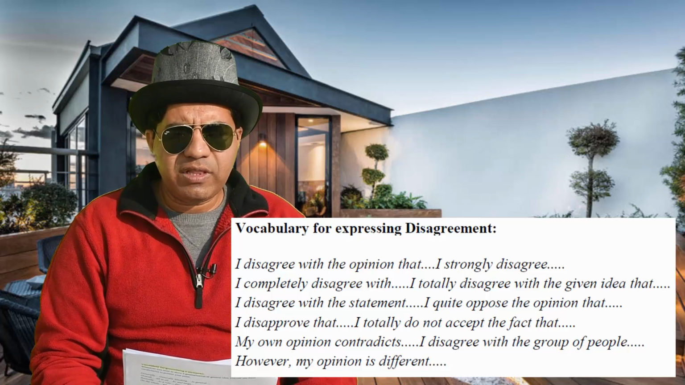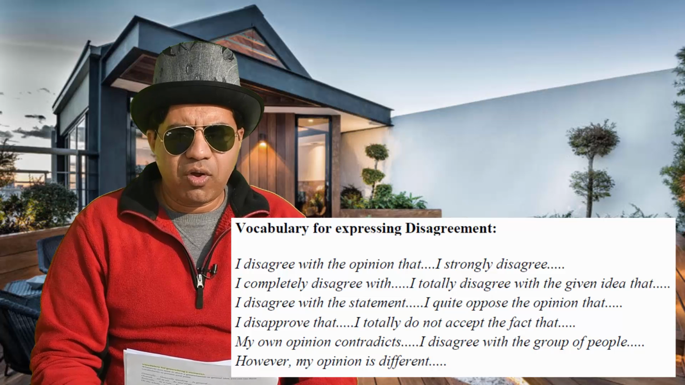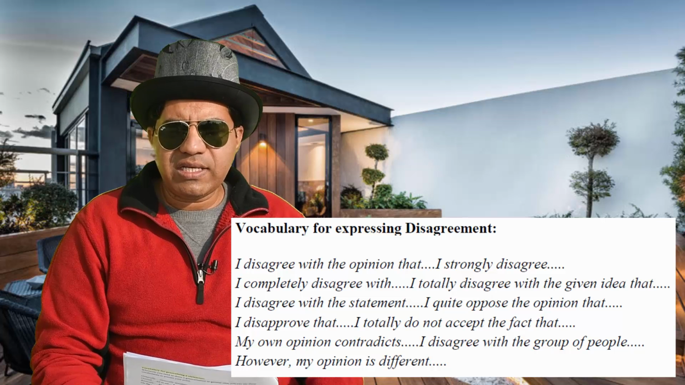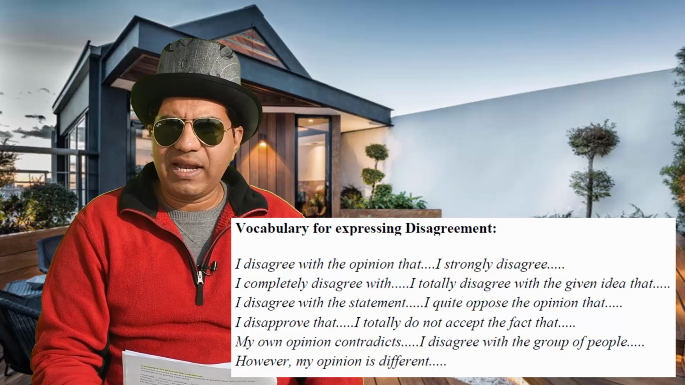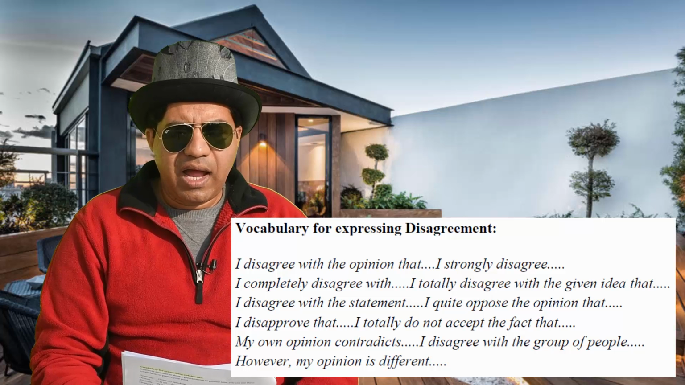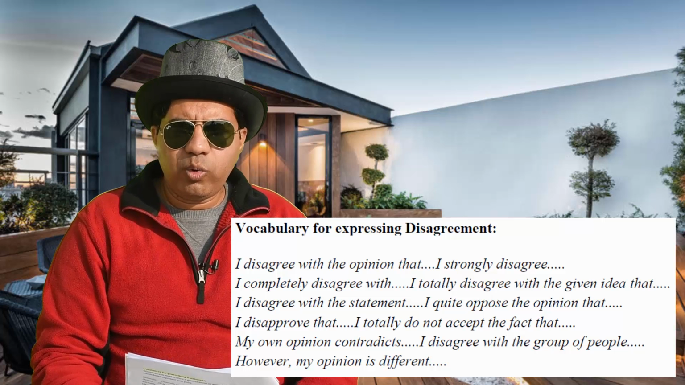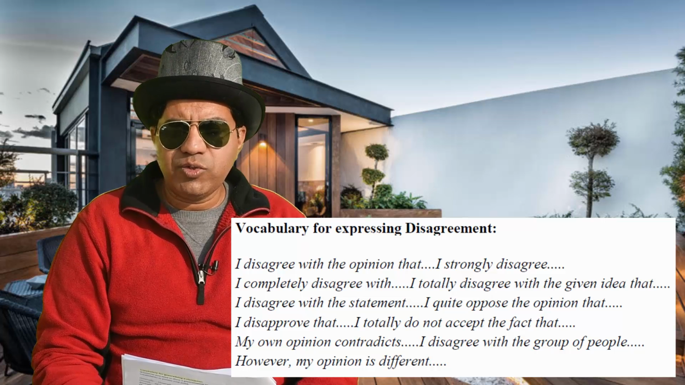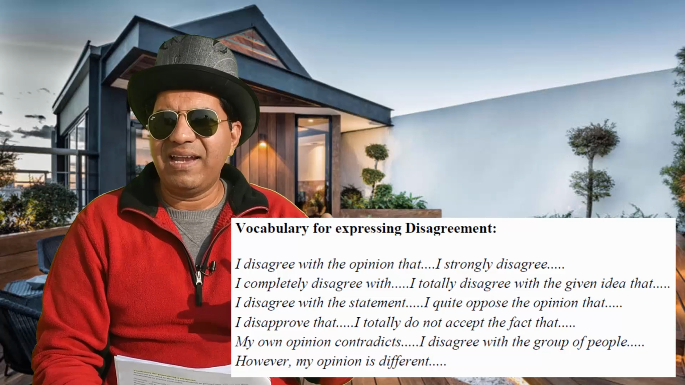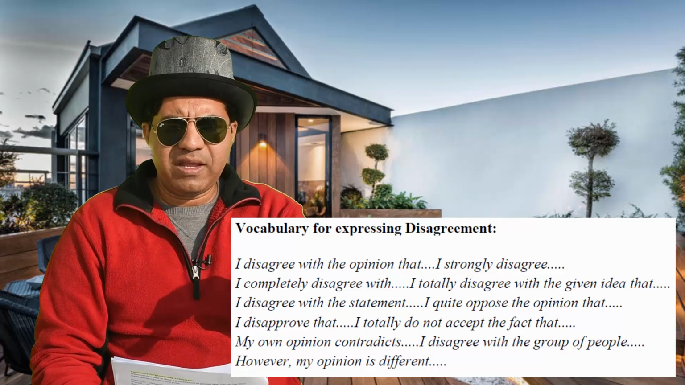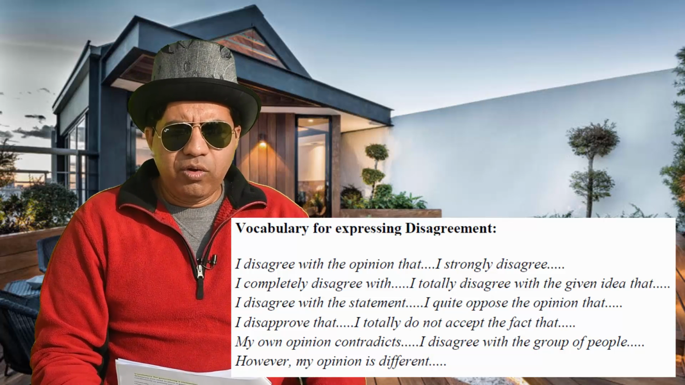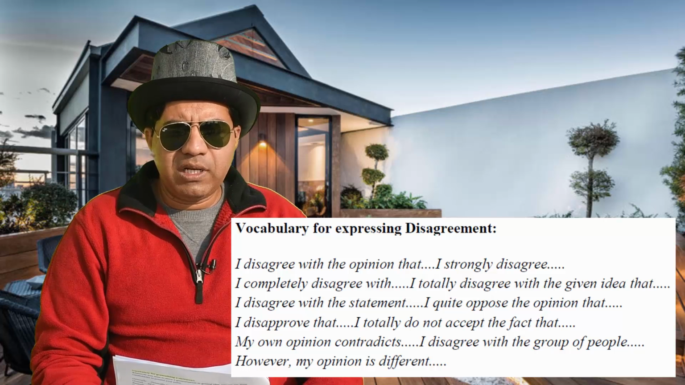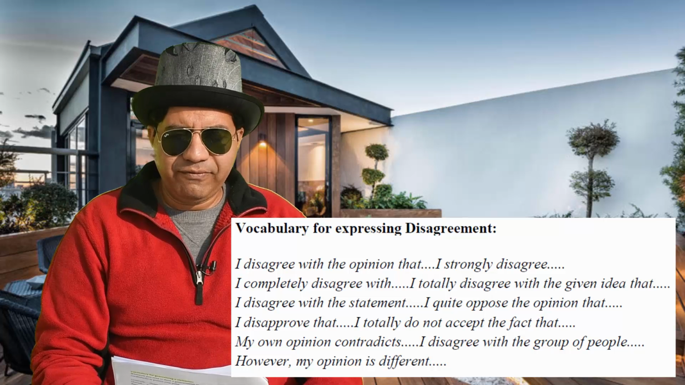I disagree with the opinion that. I strongly disagree. I completely disagree with. I totally disagree with the given idea that. I disagree with the statement. I quite oppose the opinion that. I disapprove that. I totally do not accept the fact that. Learn four phrases from there. Okay, yeah. My own opinion contradicts. I disagree with the group of people, however my opinion is different.